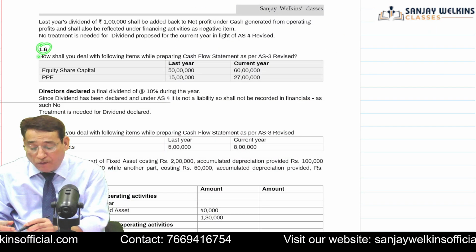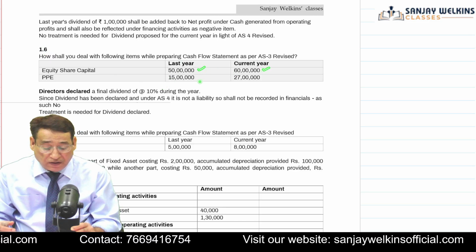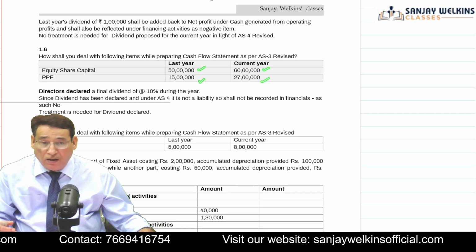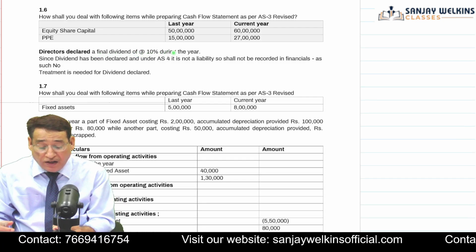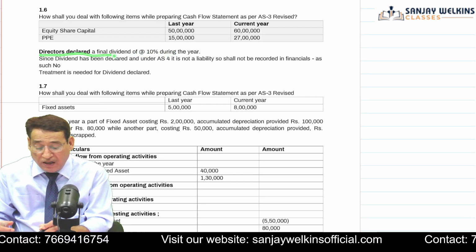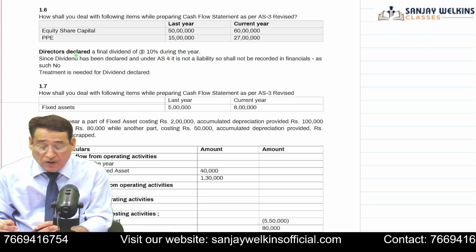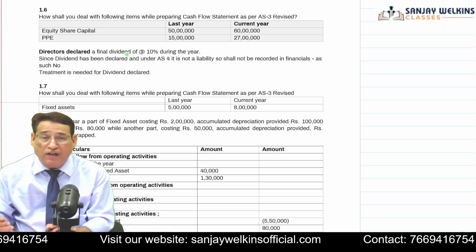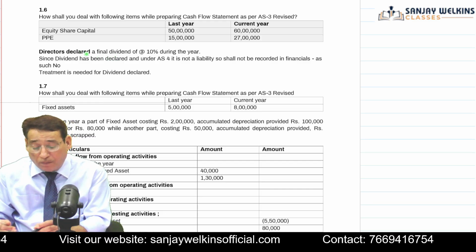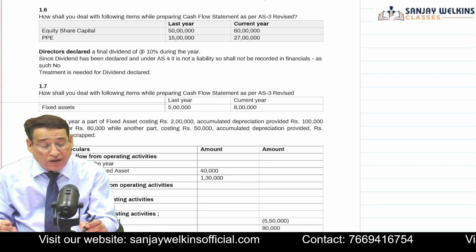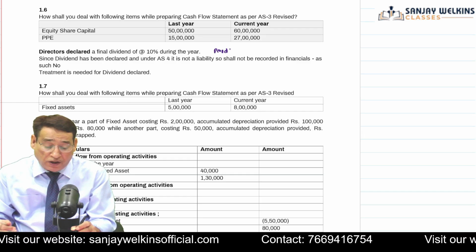Now again 1.6, pay attention. Again equity share capital is 50 lakh, 60 lakh, and 15 lakh, 27 lakh. Correct? Now it is given that directors declared a final dividend at the rate of 10%. Again, no treatment, because here it is not written that directors declared and paid a final dividend. It is not written in the question. Are you getting my point or not? Because the word paid is not given, no treatment is required.